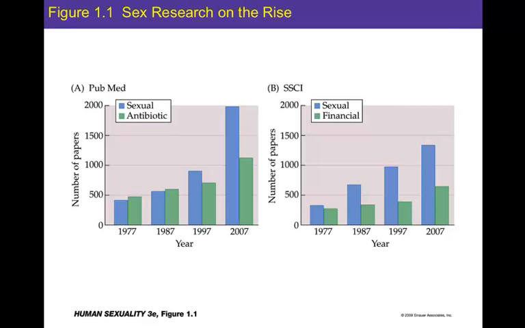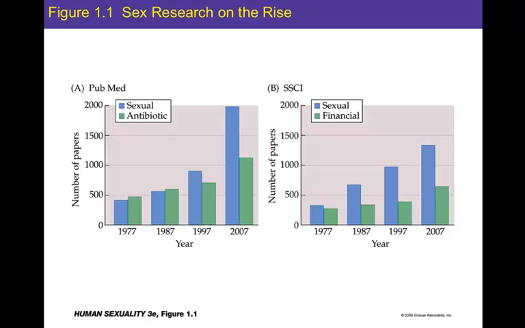In recent years, as you can see from this slide, the study of human sexuality has accelerated. This reflects both the increasing acceptance of sex and sexuality as a topic of discourse by society, but it's also spurred by increasing awareness of the social and economic problems that are related to sex, like the AIDS epidemic, teen pregnancy, and divorce. If you look at the slide, you can see the enormous increase in sexuality-based research as compared to both research on antibiotics and research on financial matters. In both cases, you can see a steady rise from 1977 to 2007 in sexuality research.